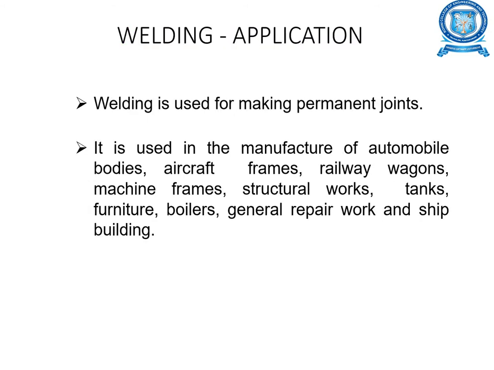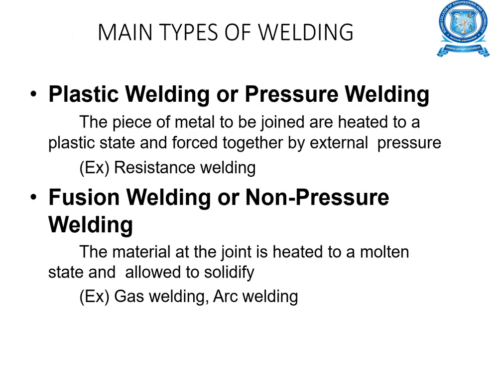So application of welding, it is used for making permanent joints, and it is used in the manufacture of automobile bodies, aircraft frames, railway wagons, machine frames, structural works, tanks, furnitures, boilers, general repair work, and shipbuilding. So basically, there are two main types of welding. One is plastic welding or pressure welding. The other one is fusion welding or non-pressure welding.